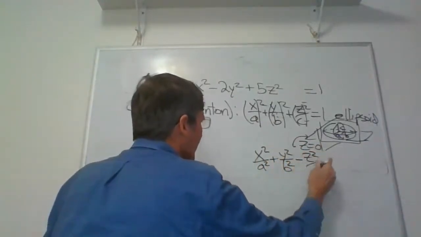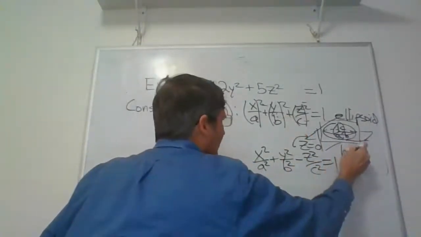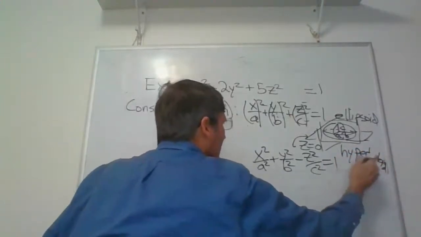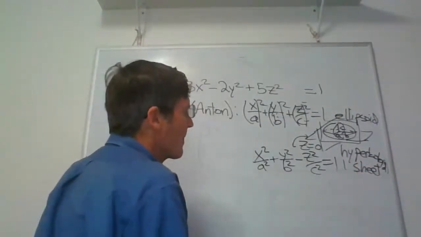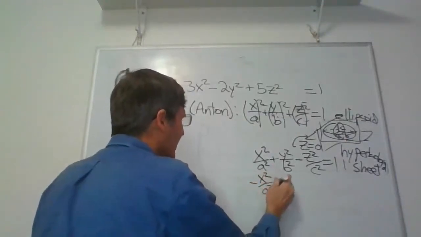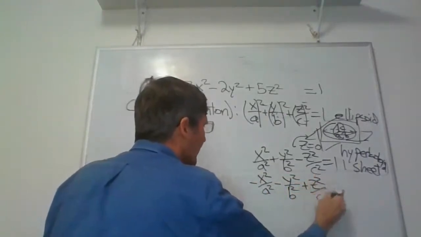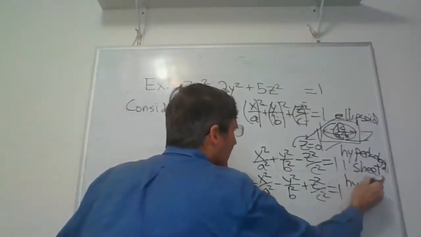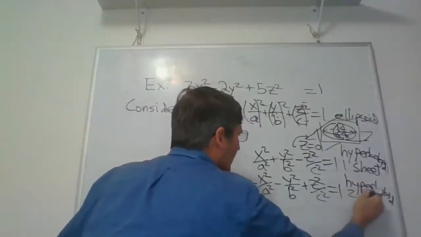The next one is x squared over a squared plus y squared over b squared minus z squared over c squared equals 1. Just change that 1 plus to a minus. This is a hyperboloid of one sheet. All right? Now, if you put 2 of these equal to 0, we'll put the first two, minus x squared over a squared minus y squared over b squared plus z squared over c squared equals 1. This is a hyperboloid of 2 sheets.